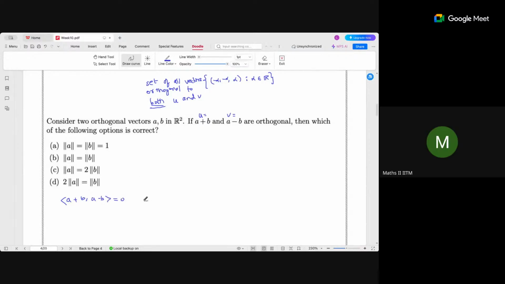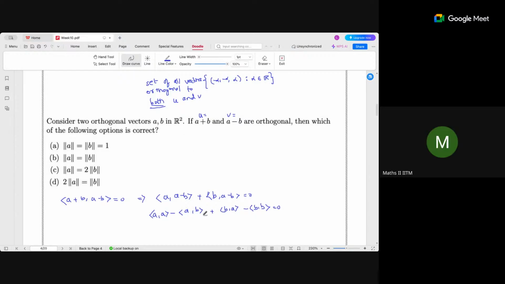Now apply the linearity property here. In R2, you know it is linear with respect to both the first argument as well as the second argument. So how can we split this? First apply linearity for the first argument: the inner product of a, a minus b plus the inner product of b, a minus b equals 0. Then apply linearity for the second argument: the inner product of a, a minus the inner product of a, b plus the inner product of b, a minus the inner product of b, b.